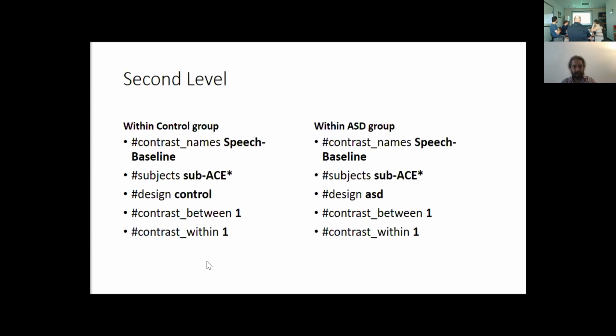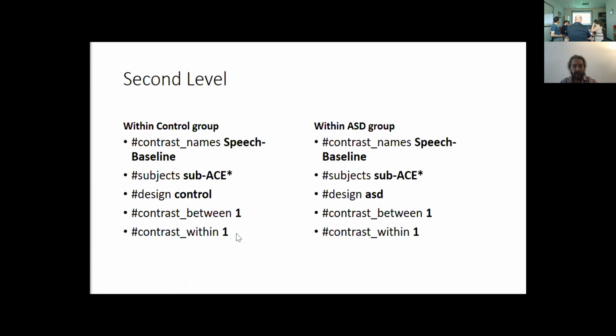And then second level. So I have two here. This is what I believe is happening, and this is where I really want to make sure. Within the control group, I'm looking at speech minus baseline for all of my control subjects. And then these I just left as one. So based on how I set up my participant file, is this okay?